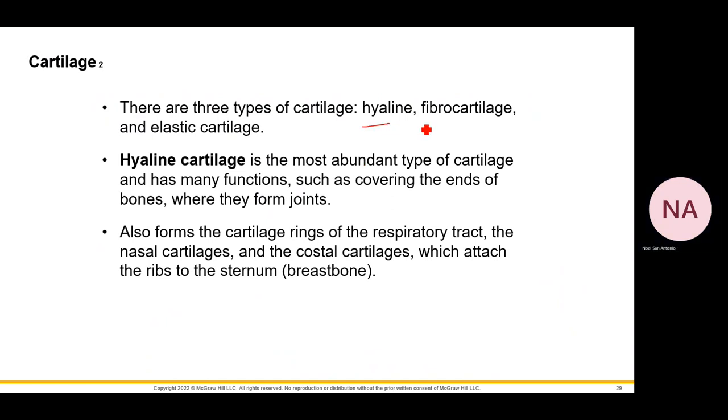And there are three types of cartilage in the body. You have your hyaline, fibrocartilage, and elastic cartilage. The most abundant type of cartilage in the body is hyaline. It is what you will find most in the human body because it covers the ends of most bones where they form joints. So therefore, hyaline cartilage is usually found within our joints. It also forms the cartilaginous rings of our respiratory tract. The trachea and the bronchi are formed by cartilaginous rings. Even the cartilages of our nose, the nasal cartilages, and the cartilage of our ribs, which attach the ribs to our sternum, are all hyaline cartilages.